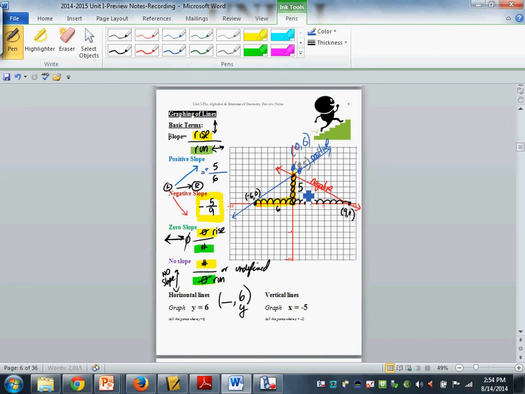Now put a dot at 1, 6, 2, 6, 3, 6, 4, 6. Do you see what's going on there? So y equals 6 is actually a horizontal line going through y. That's y equals 6.